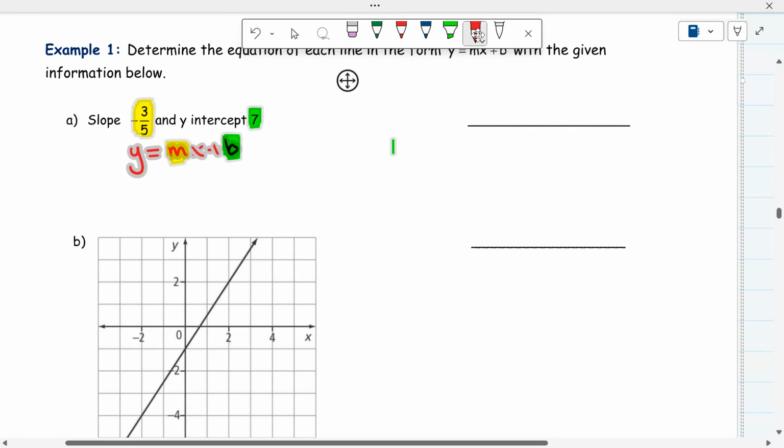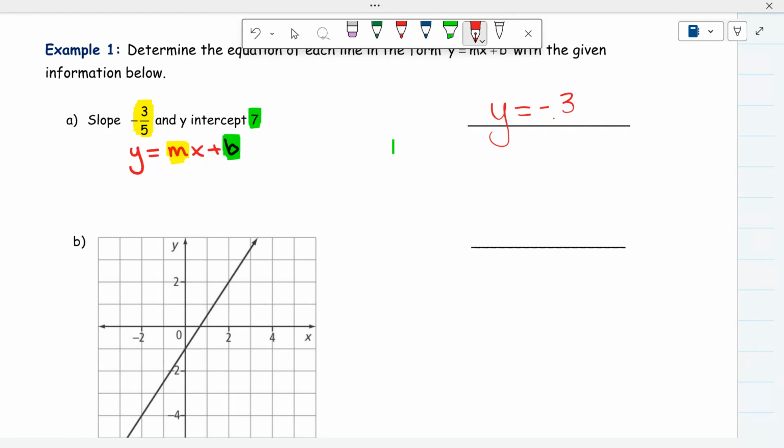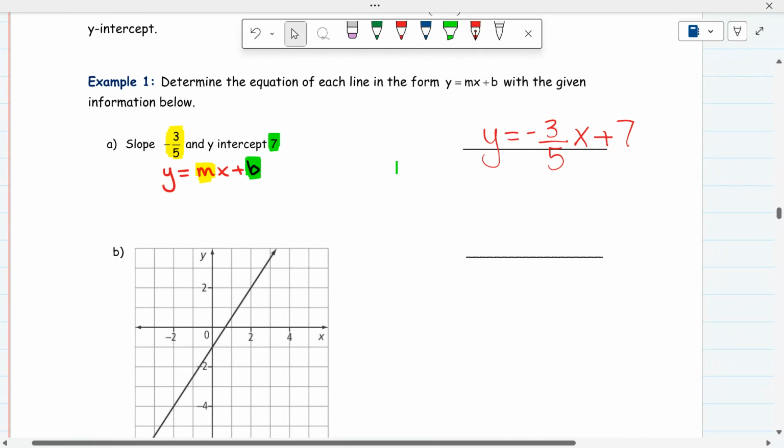So then our equation would be y equals negative 3 over 5x plus 7. That is the equation of your linear line, finished in the form it wants you to have it in. Because it does specifically say, determine the equation of each line in the form y equals mx plus b. Check, we've done that. So your equation, when you're done, should show your slope, and it should show your y-intercept.